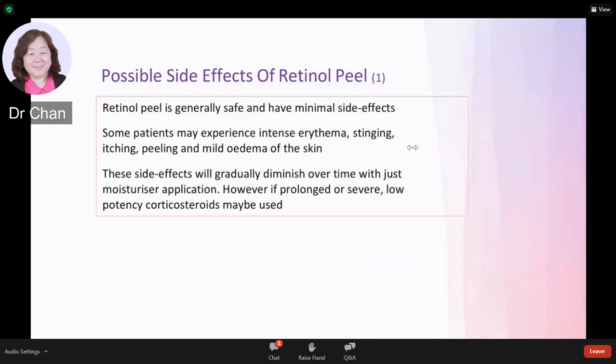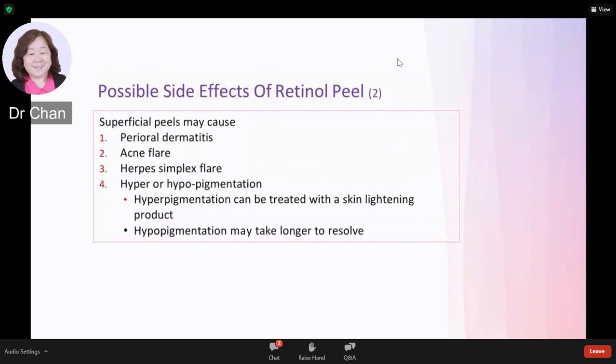Retinol peel is generally safe and has minimal side effects. Some patients, however, may experience intense erythema, stinging, itching, peeling, and mild edema of the skin. These side effects will gradually diminish over time with just moisturizer application. However, if prolonged or severe, a low-potency topical corticosteroid may be used.